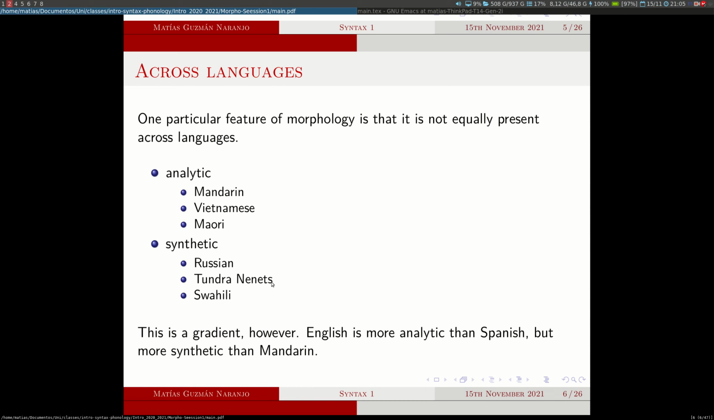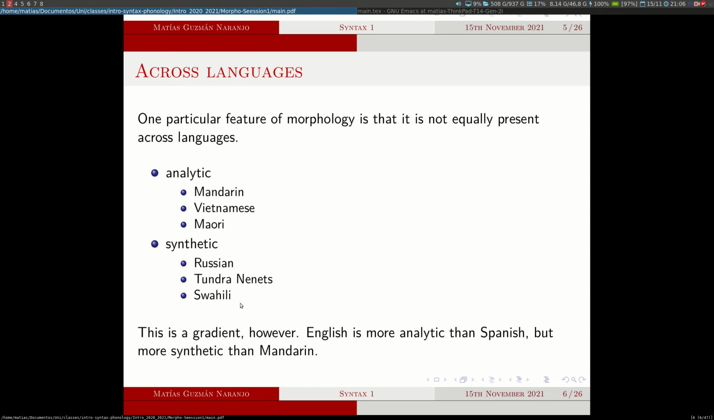and this on different fronts. For example, Russian has a very extensive inflection class system for nouns and very complex aspect system for verbs. Tundra Nenets has both, has an incredibly complex system for nouns and verbs. While Swahili basically only has a very complex system for verbs, and nouns are relatively straightforward.